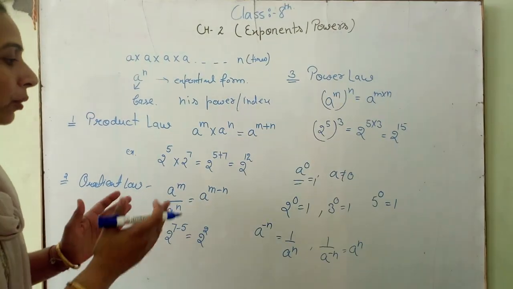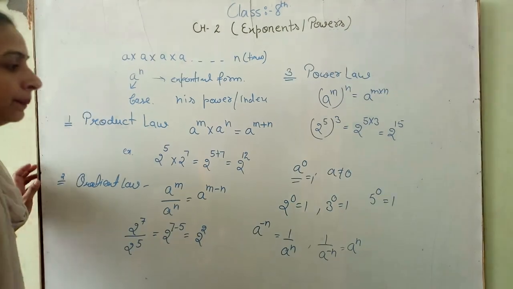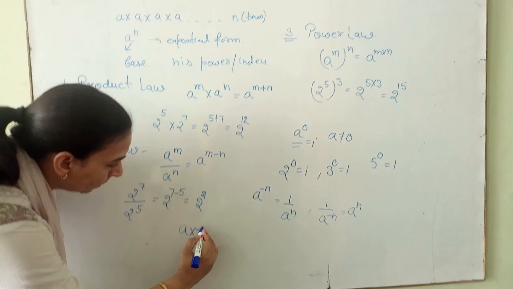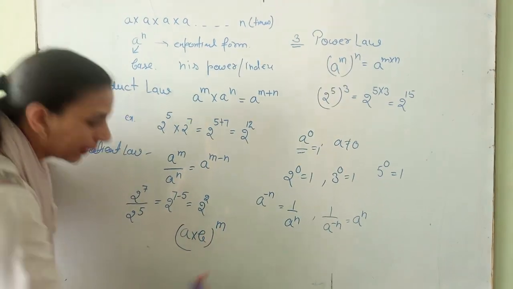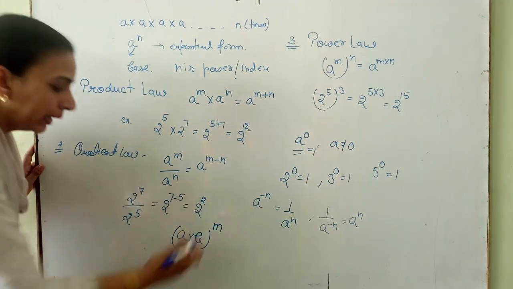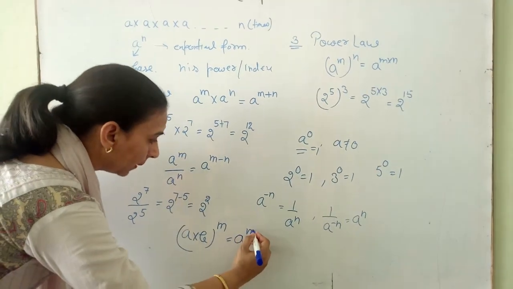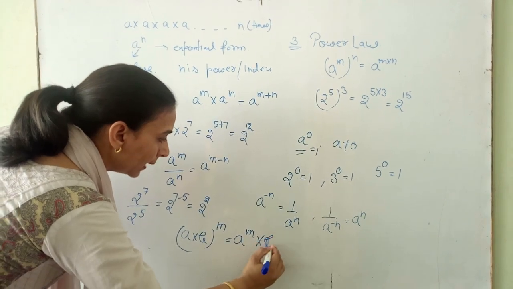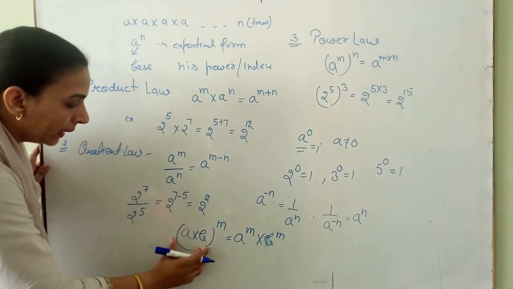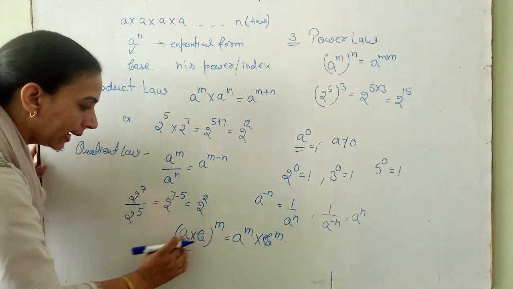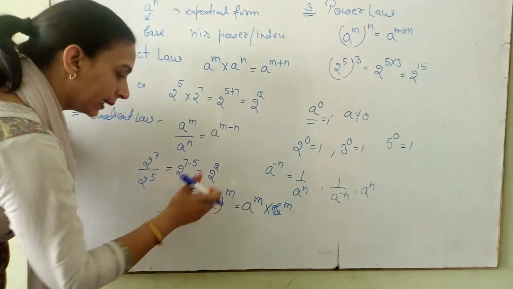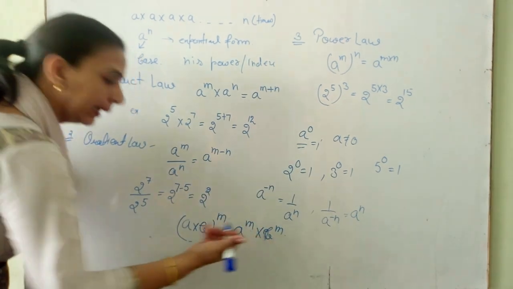Still, there are two other types of laws. If a multiplied by b, completely raised to the power m, where the bases are different and the power is the same, then we can write this as a raised to the power m multiplied by b raised to the power m. Different numbers, same power. Clear? If this, then we can write this, and if this, then we can also write this.